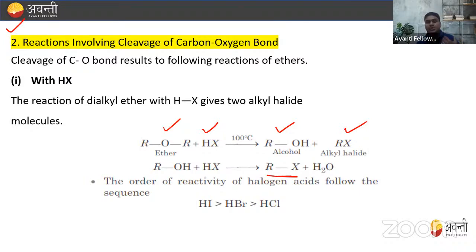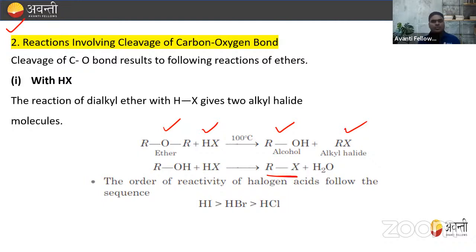Now, if someone asks the order of reactivity of the halogen acids out of HI, HBr, and HCl, right? HF is very, very reactive, so the reaction becomes explosive in nature. We are not using HF. Its bond dissociation energy is also very, very high. So we use the order of reactivity of halogen acids like HI, HBr, and HCl. Out of these, the reactivity of HI is much more compared to HBr and HCl.